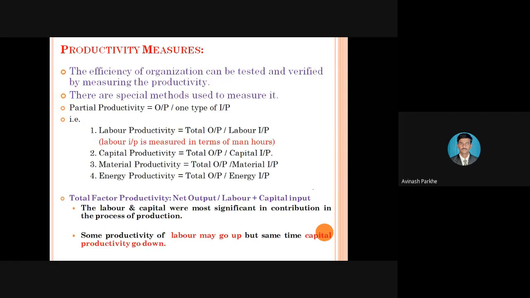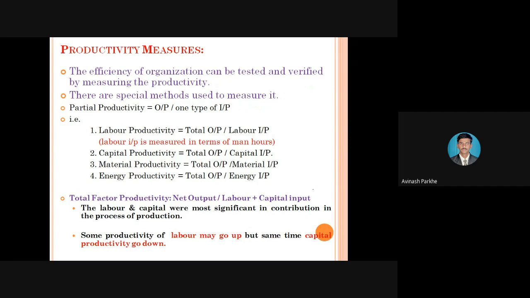Then productivity measures. Productivity measures means the efficiency of any organization can be tested or verified by measuring its productivity. If I have to check the efficiency of an organization or any industry, or if I have to test their effectiveness, or if I have to measure the output, at that time I am going to measure the productivity of that particular organization. Therefore for that purpose we have to find out the productivity of different input parameters.